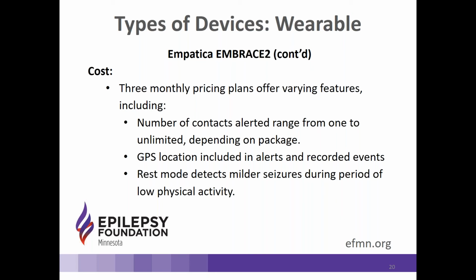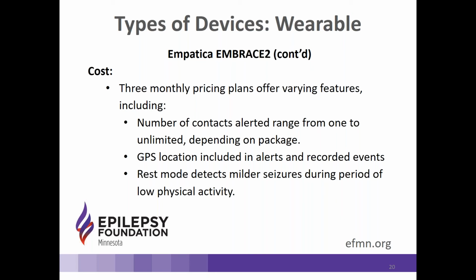Some other options that might be available depending on the package you buy are GPS location being included in the alerts and recorded events. That can be really helpful if you're trying to monitor someone who either is not living in the same household as you, or if they just are out and about a lot and you want to be notified if they're having a seizure when they're away from home. This would tell you exactly where they are, so that if you want to go to them or send help, you know how to get to them.